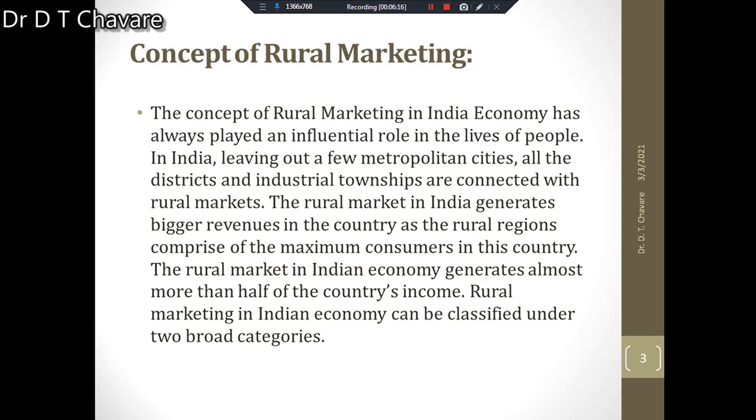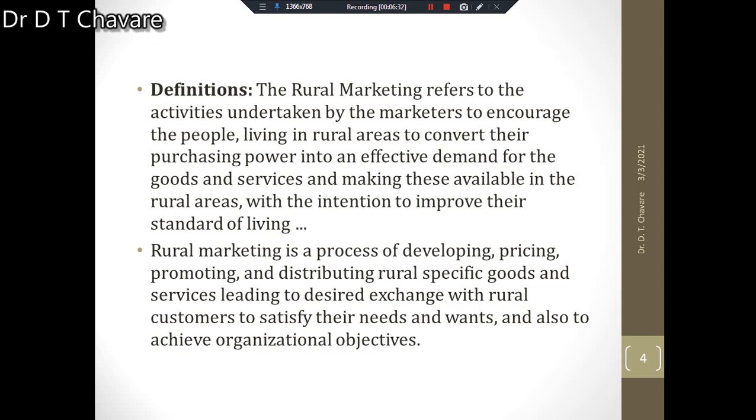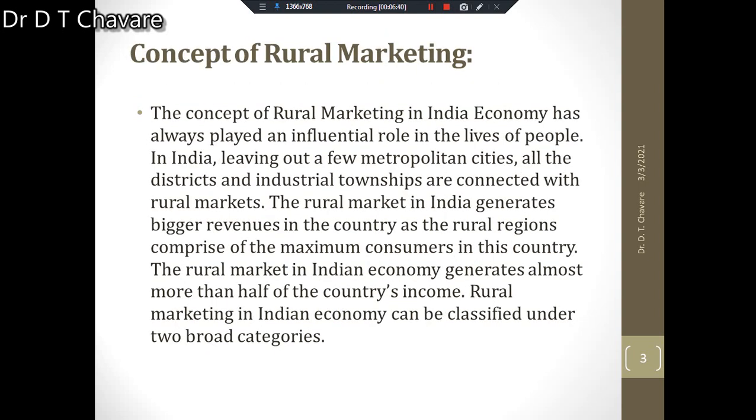Rural marketing in the Indian economy can be classified into two broad categories. How many broad categories are there? And the market is divided in those categories. Now we have to understand those categories. What are those broad categories? Rural marketing and urban marketing.